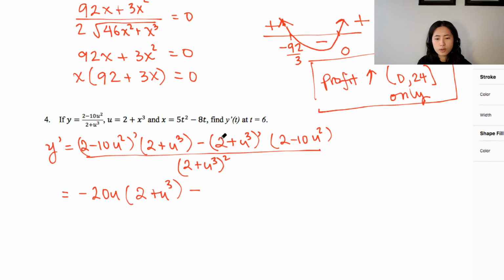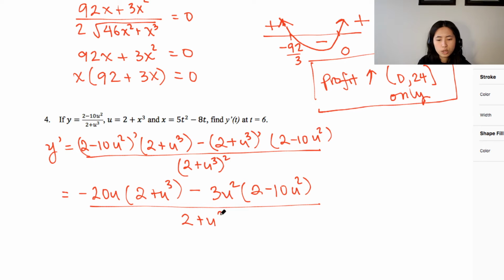Then you have minus. Again, this is a constant too, therefore the derivative of a constant is 0. So you proceed with u cubed. You take u cubed and bring down the exponent, which is 3. So this is now going to be 3u squared, because again your exponent, you subtract 1 from it, therefore you get 3u squared. Because you have a negative sign here, just make sure you have that. Then you multiply this to 2 minus 10u squared, and you're dividing this whole thing by 2 plus u cubed squared.